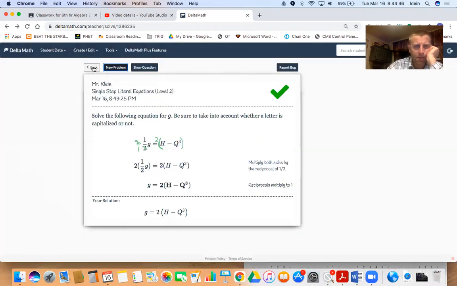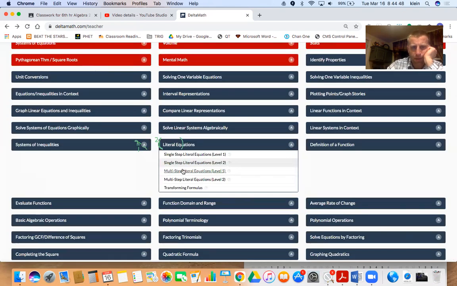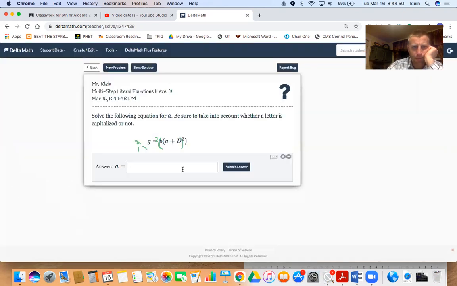Okay, let me show you a different multi-step. This one may be a little tougher. Let me show you one of these. Sorry, I'm trying to get rid of this writing. Okay, so solve for a. All right, the b is multiplied. You got to take care of that first because this is all stuck in parentheses. So you need to divide each side by b. Divide the whole thing by b.